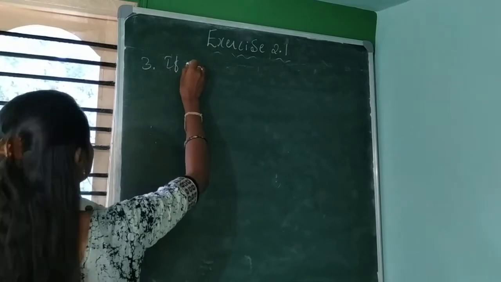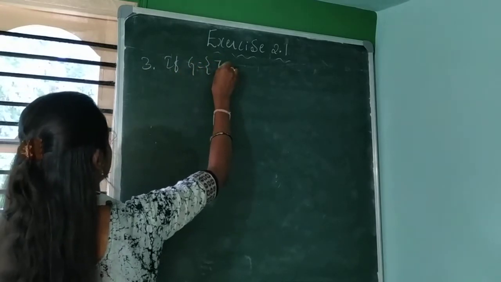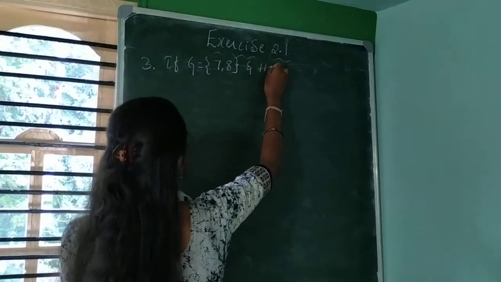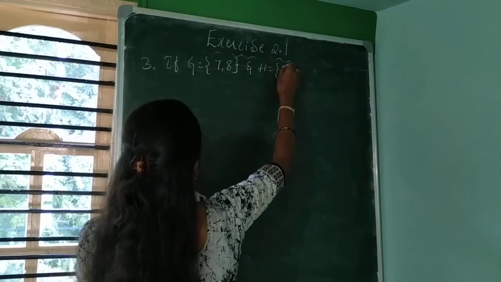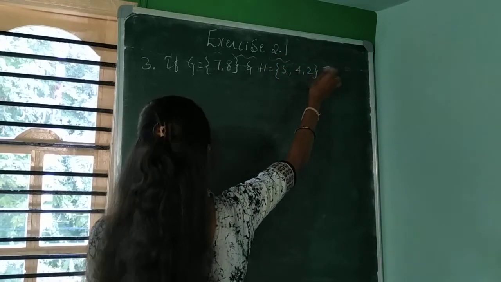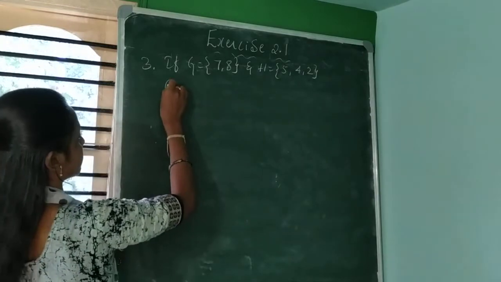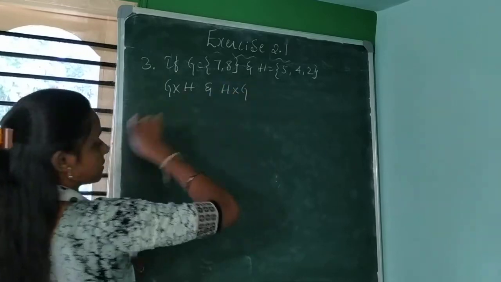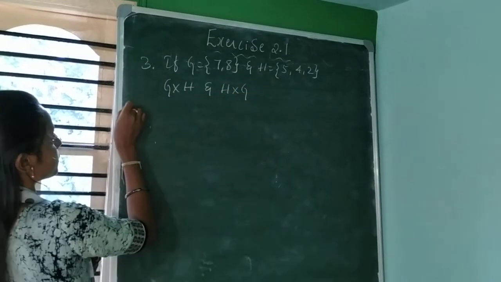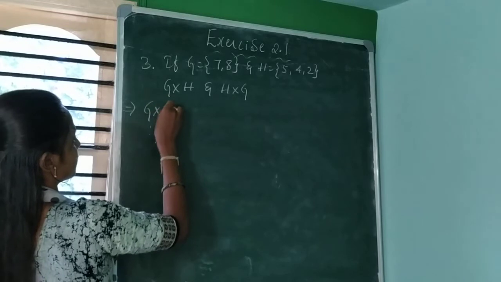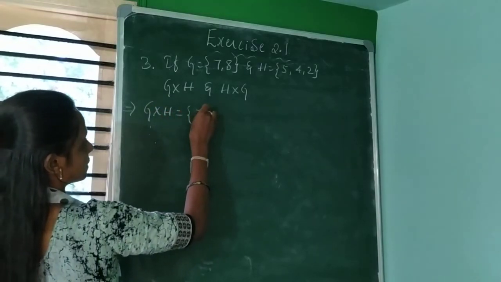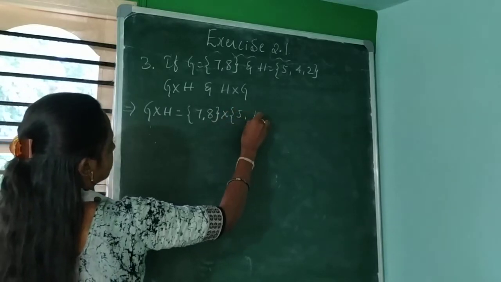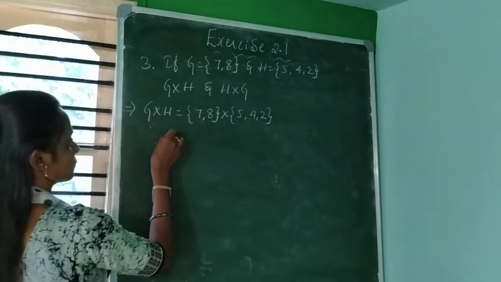If G is {7, 8} and H is {5, 4, 2}, find G cross H and H cross G. Okay. Now, G cross H is equal to G, which is {7, 8}, cross H, which is {5, 4, 2}.